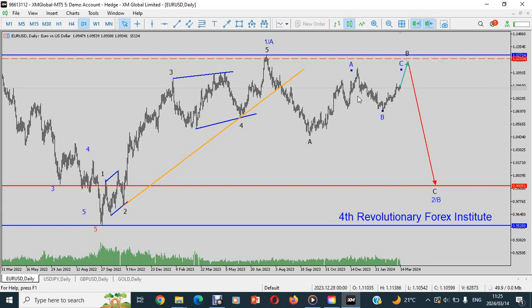But in terms of our analysis, we are expecting the market to complete the zigzag pattern within this black wave B. Thereafter, we can execute a trade within wave C, which is the extension of wave A.